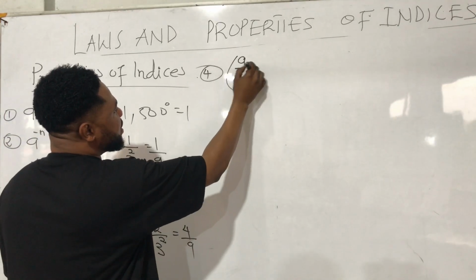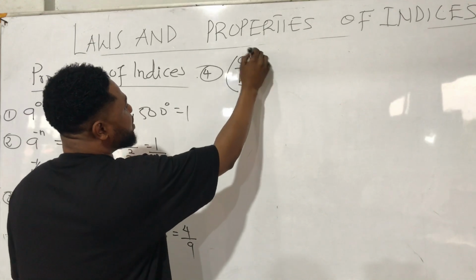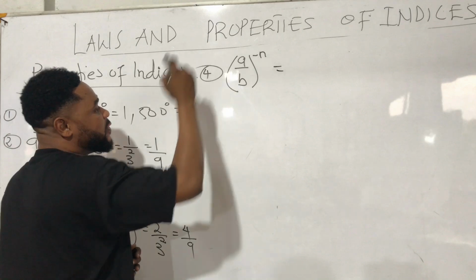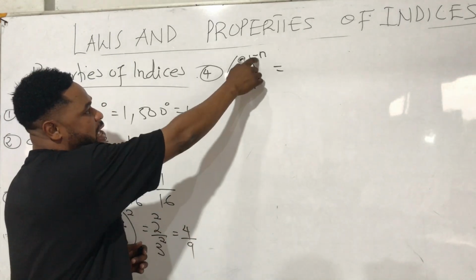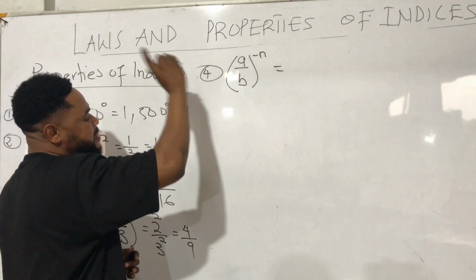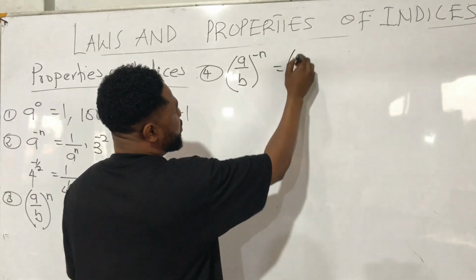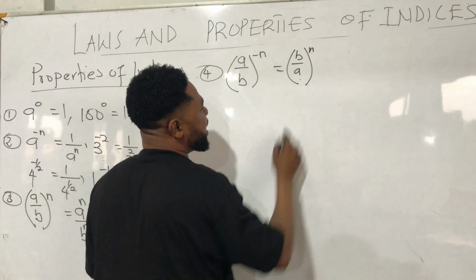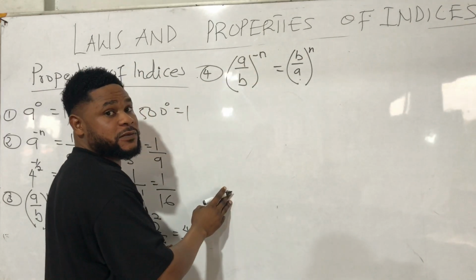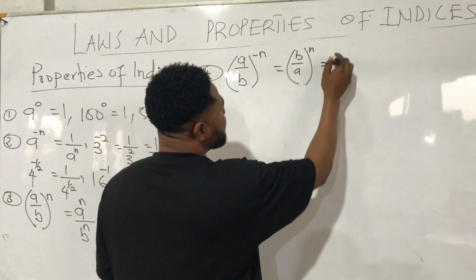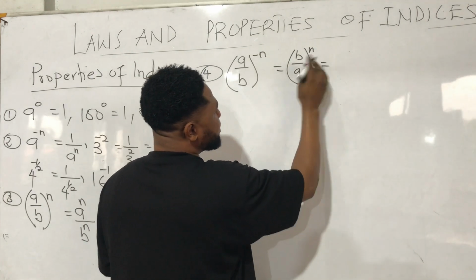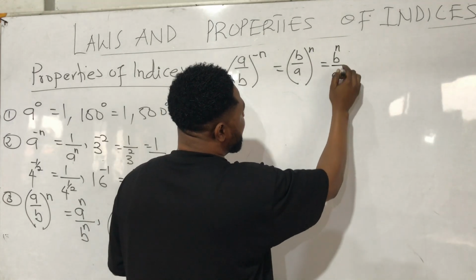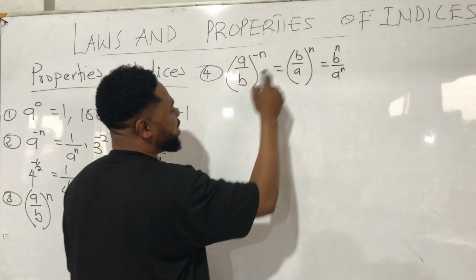Now, if I have a over b all raised to the power negative exponent, first of all, we need to get rid of our negative. So how do we get rid of it? We are going to reciprocate the one in the bracket. So we have b over a, all right, all raised to the power n. Then we get rid of the negative. The next procedure is we remove our bracket. So our b will be raised to the power n and a will be raised to the power n. So this will affect this, this will affect that.